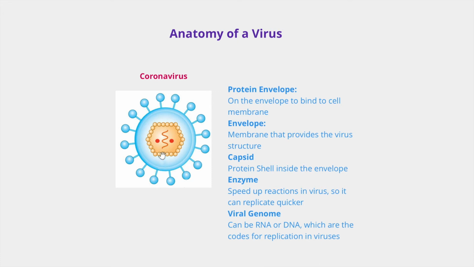So the enzymes, I drew them as circles, but they come in many shapes. And they help speed up reactions inside the virus so that it can replicate quicker. And finally, there is the viral genome. It is the DNA or RNA of the virus, so it's just this line. And it contains viral genes to be decoded and used for replication in the host cell.